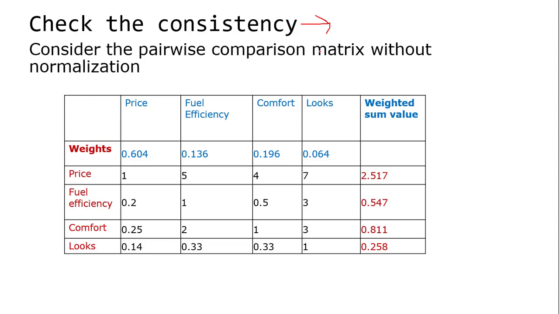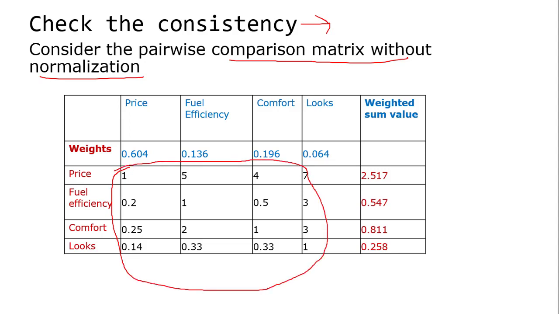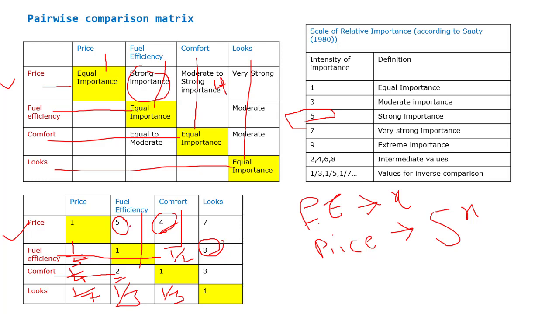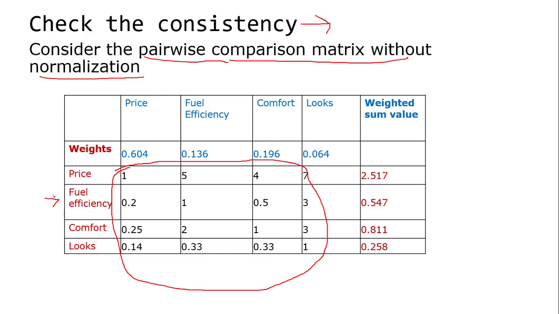For this, we need the comparison matrix without normalization. So this is the matrix without normalization. The pairwise comparison matrix which we obtained just before, this matrix in decimal is the same matrix without normalization. Now write the weights for each: price, fuel efficiency, comfort and looks, here on this side. Now take the weighted sum.